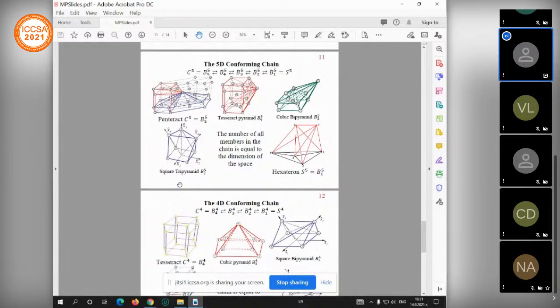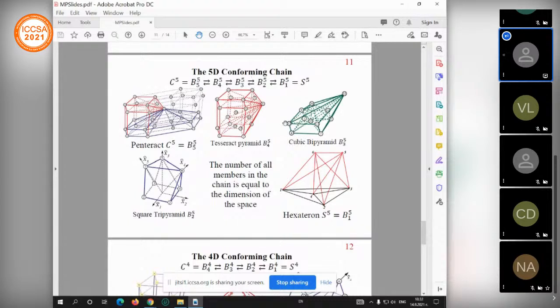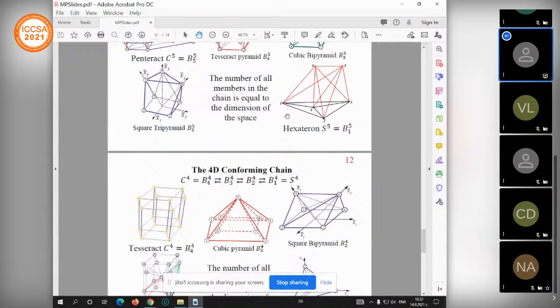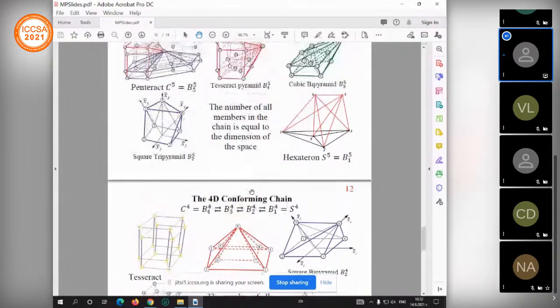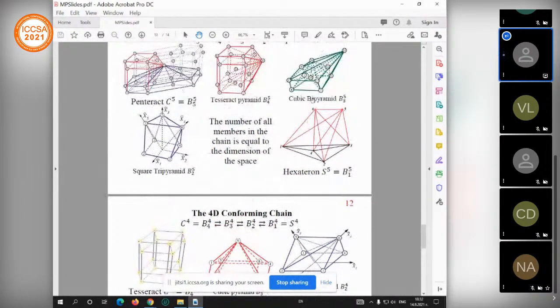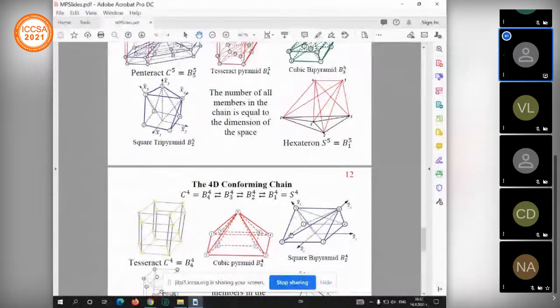Further, the tesseract pyramid, this one, and the cubic bipyramid, this one, share a cubic pyramid, which is the next in the low-dimensional case, in the low-dimensional space. Continue with the couple between the green one and the blue one. They share a square bipyramid, which is written over here.